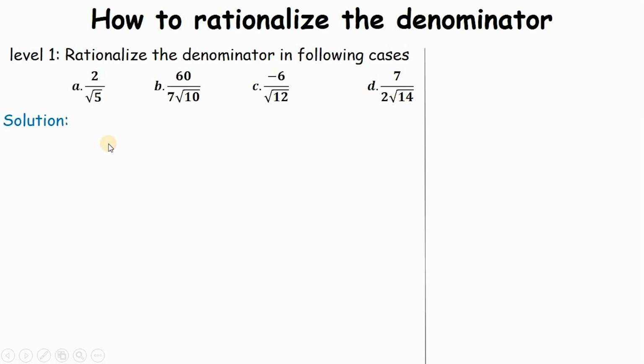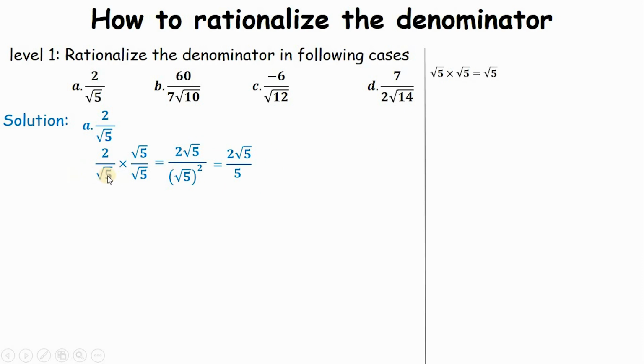Okay, we'll start with A, that is the solution. A equals 2 by root 5. Now here the rationalizing factor of square root of 5 is square root of 5. Therefore we'll multiply both the numerator and denominator by square root of 5. So you'll get 2 into root 5, and square root of 5 into square root of 5 is square root of 5 squared. So you'll get 2 root 5 by 5, since square and root get cancelled. Therefore this is our required answer.